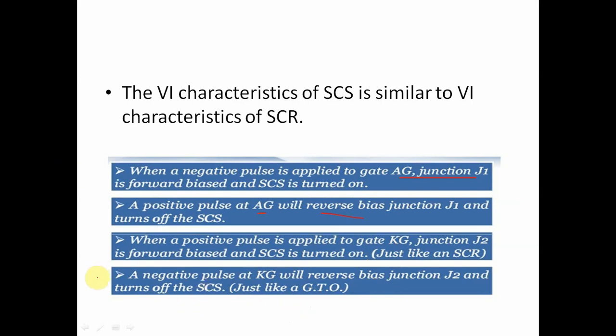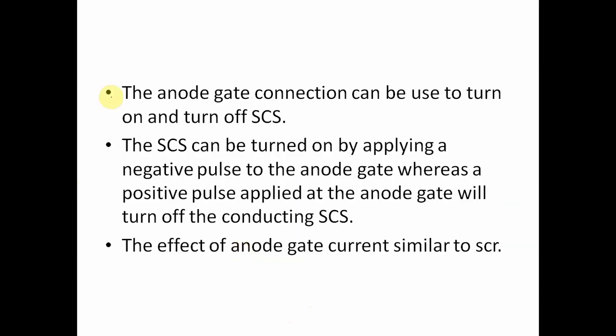These are the four important parameters related to the VI characteristics of SCS. See here, the anode gate connection can be used to turn on and turn off SCS. SCS can be turned on by applying a negative gate pulse to the anode gate, whereas a positive pulse applied to the anode gate will turn off the conducting SCS. The effect of anode gate current is similar to SCR.